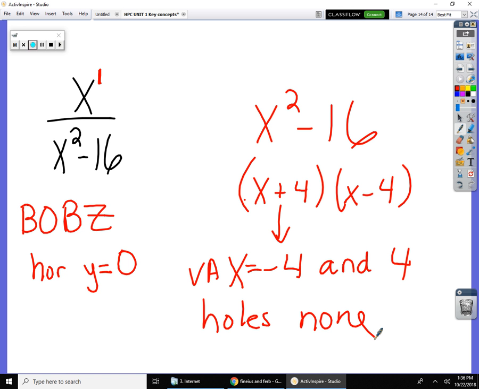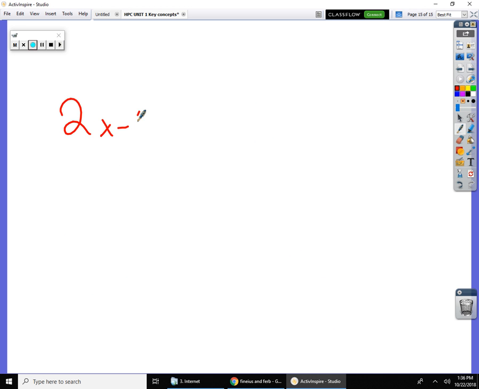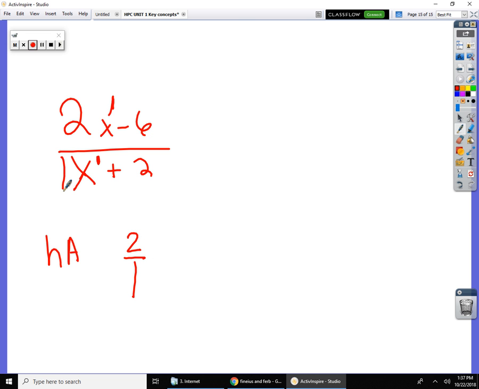Okay, let's look at number 2. Number 2 says 2x minus 6 over x plus 2. Power of 1, power of 1. Describe the bottom and the top. They're equal, so it's the coefficients. What's the coefficient of the numerator? 2. What's the coefficient of the denominator? 1. What's 2 divided by 1? 2. So y equals 2 is the horizontal asymptote.